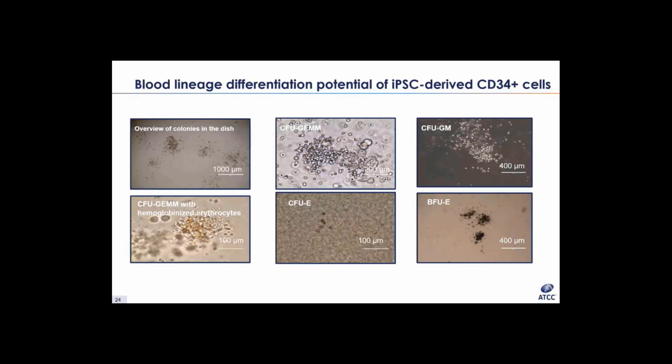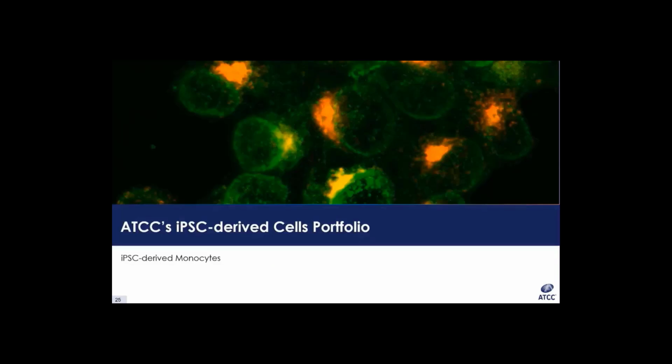Bottom left is CFU-GEMM with hemoglobinized erythrocytes, and you can see the red of the hemoglobin. Bottom middle is CFU erythroid, derived from the CFU-GEMM. And finally, bottom right is the burst-forming unit erythroid. So, like the iPSC-derived MSCs, the iPSC-derived CD34 positive cells have high differentiation capacity. All right, I've showed you the first two products in the iPSC-derived portfolio.